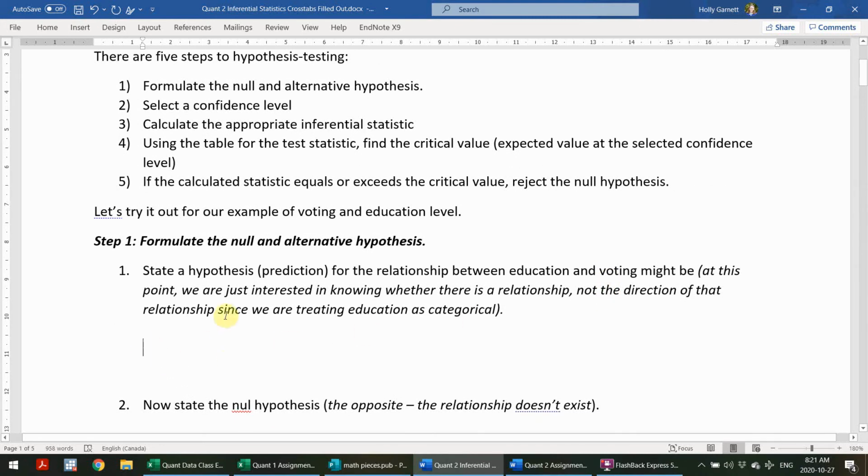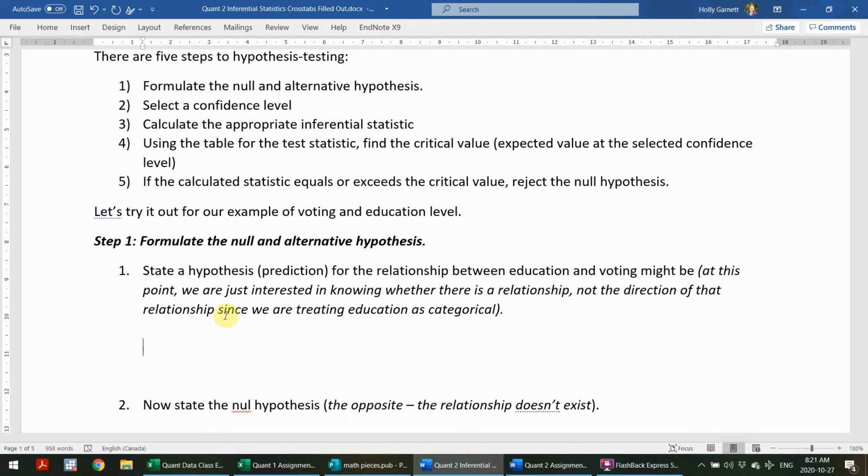All right, so let's start off with stating a hypothesis or a prediction for that relationship between education and voting. So at this point, we are just interested in knowing whether there's a relationship, not the direction of that relationship, because we are treating education as a categorical variable. So at this point in time, we will not know which causes which, although I think we can probably say that education comes first before voting, that it's not like voting causes people to go get an education.